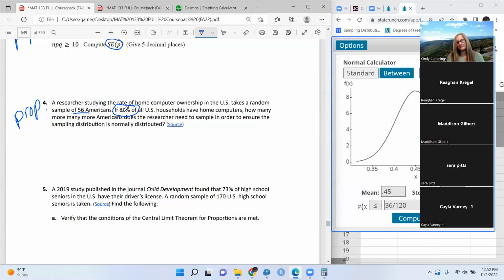But with a proportion, it has to meet this n times p times q greater than or equal to 10 part. So this is what you're doing on this problem. But it's awesome that you noted anytime you see a percentage as related to a population or a sample, we're talking about a proportion.